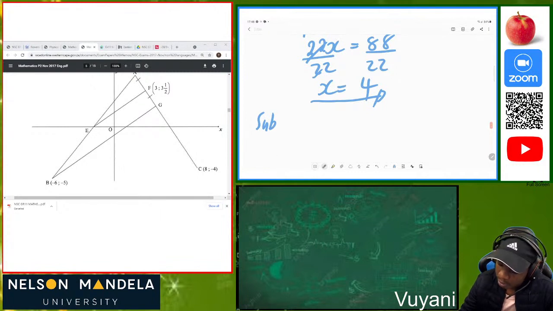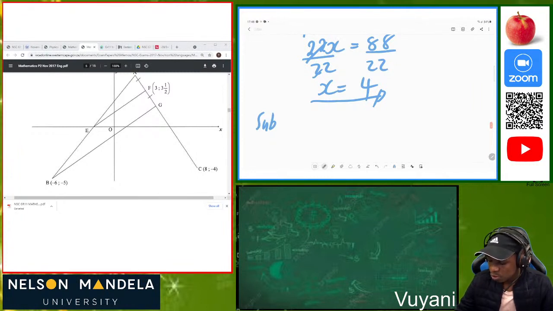So our y will be equal to negative 3 over 2 times 4 plus 8. So y will be equal to 2 times negative 3, it's negative 6. Negative 6 plus 8, we get positive 2. Use your calculator when you reach that stage, please. So therefore point G has the coordinates of (4, 2). So those are the coordinates of point G, guys.